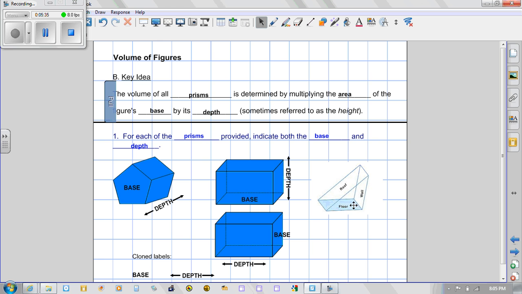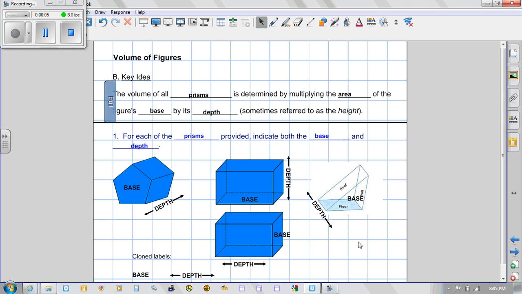To the right, we have what we would call a triangular prism. Okay? The base of this prism would be the triangle. Okay? And the depth would be the width of the wall. So I'm just going to indicate that here.